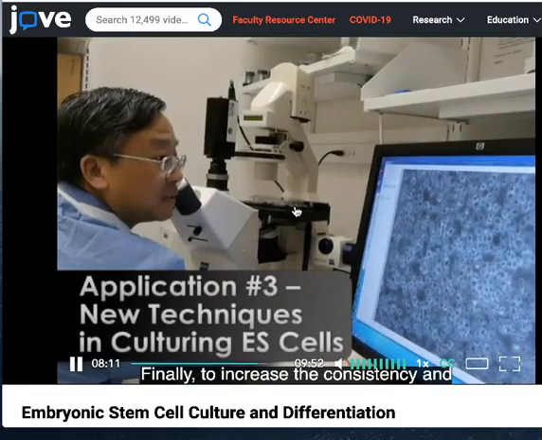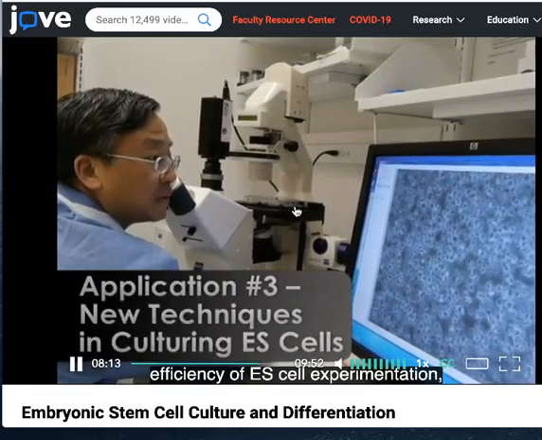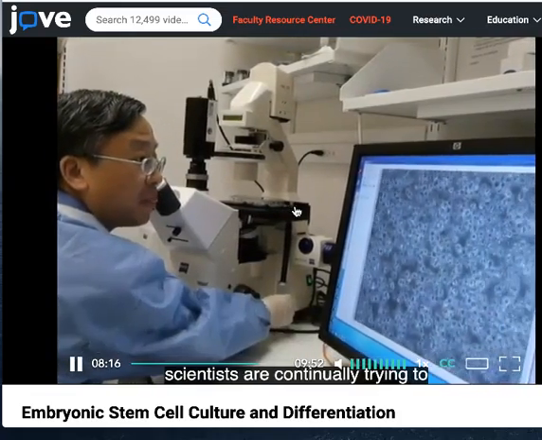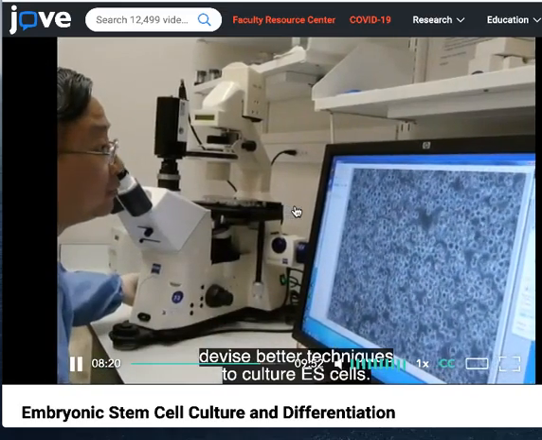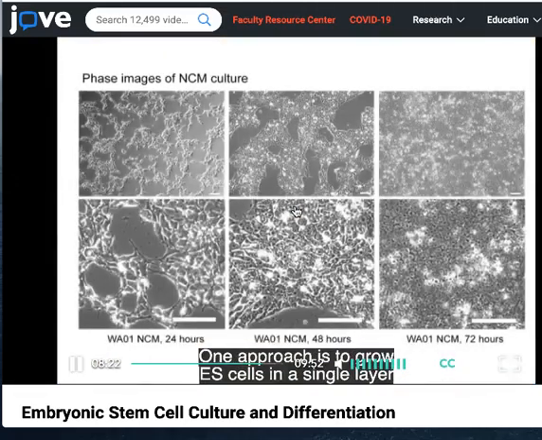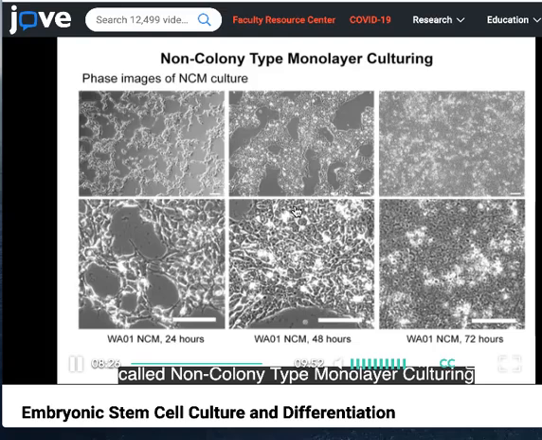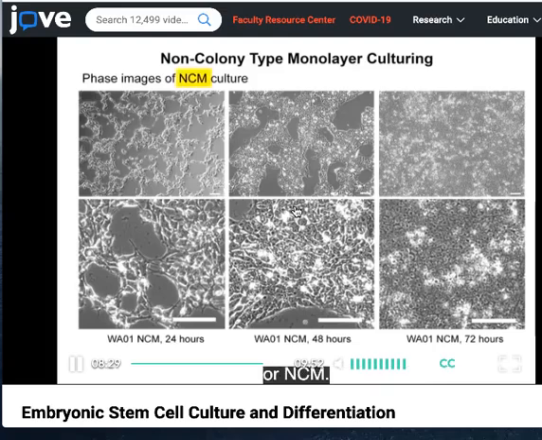Finally, to increase the consistency and efficiency of ES cell experimentation, scientists are continually trying to devise better techniques to culture ES cells. One approach is to grow ES cells in a single layer, called non-colony type monolayer culturing, or NCM.